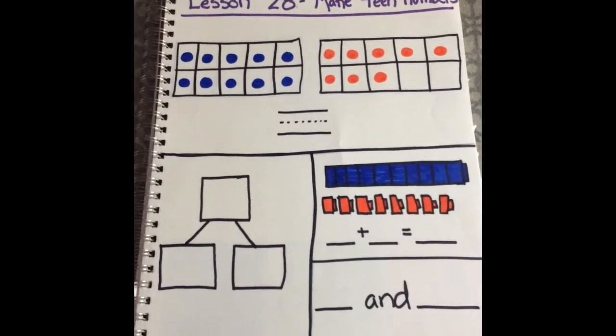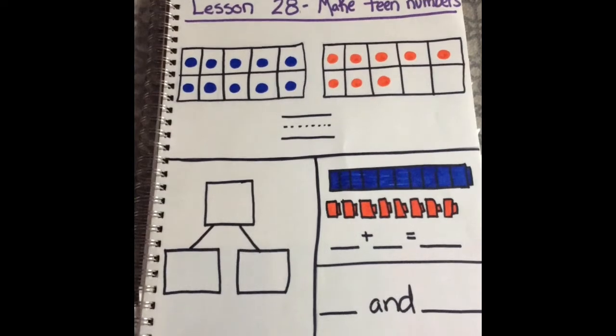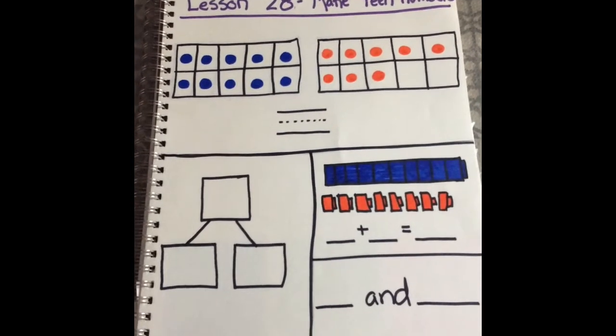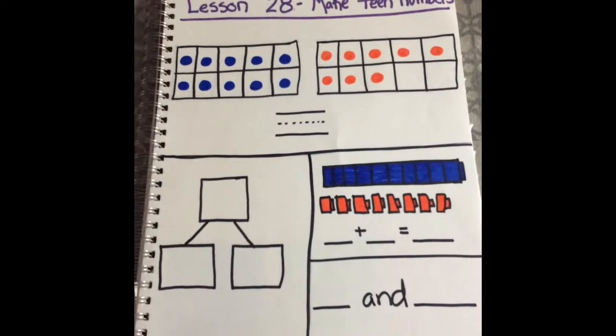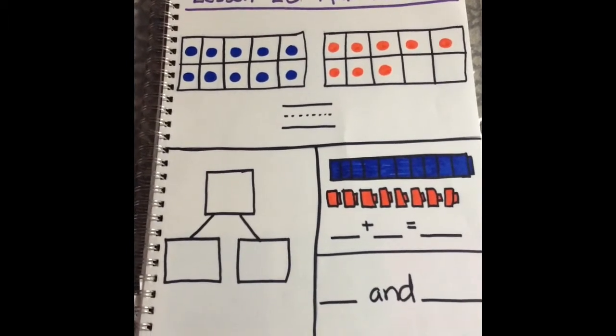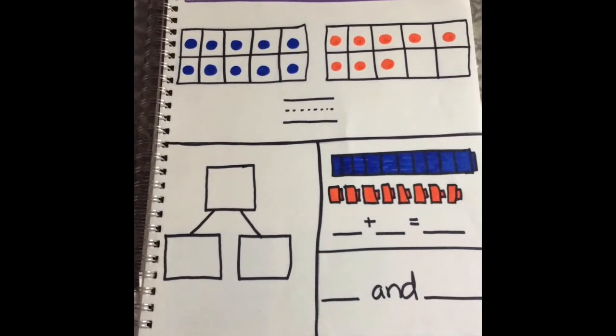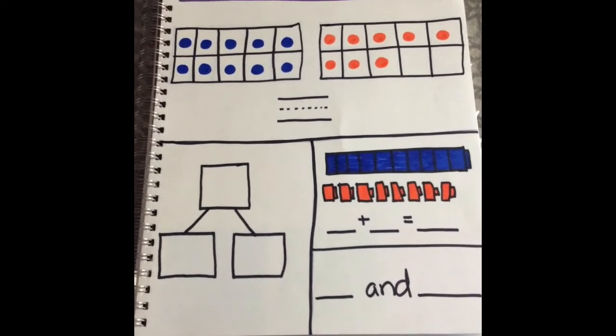Hi friends, Miss Dimitrian here. This week in math, we are going to be doing lesson 28, which is make teen numbers. I know the video looks a little bit different this week than it's been looking, but it's because I'm going to be doing an activity with you today where I'm going to be counting Apple Jacks.